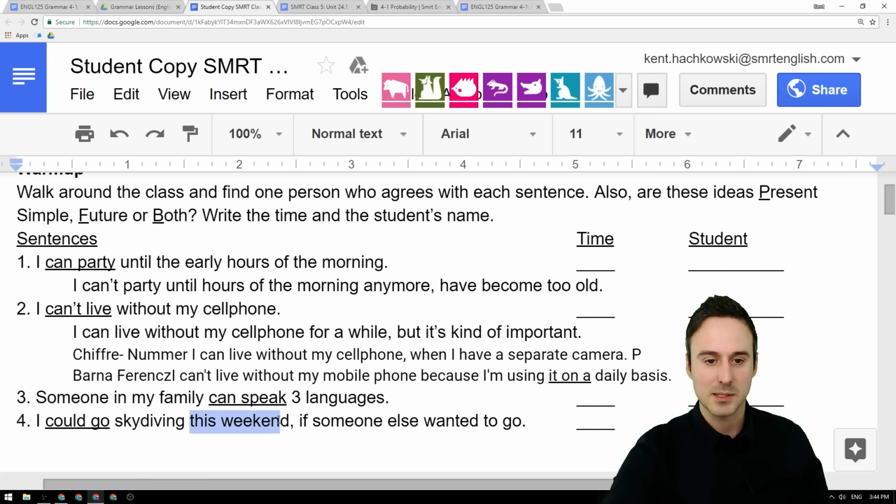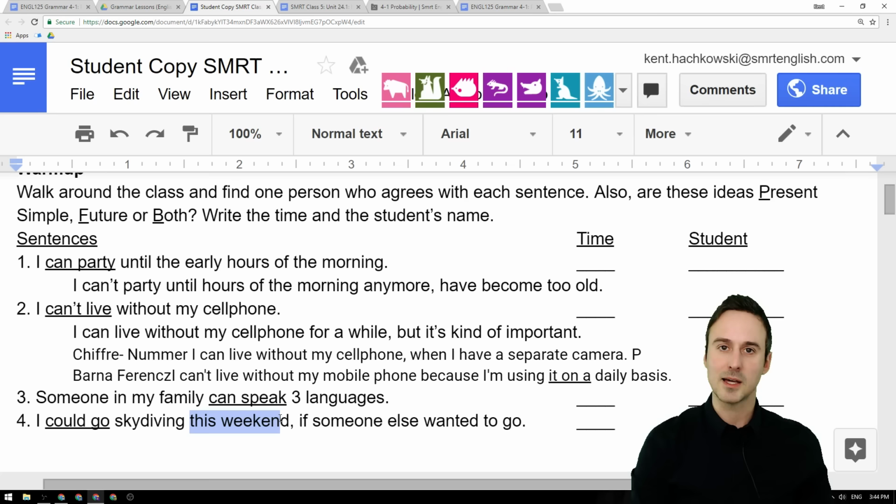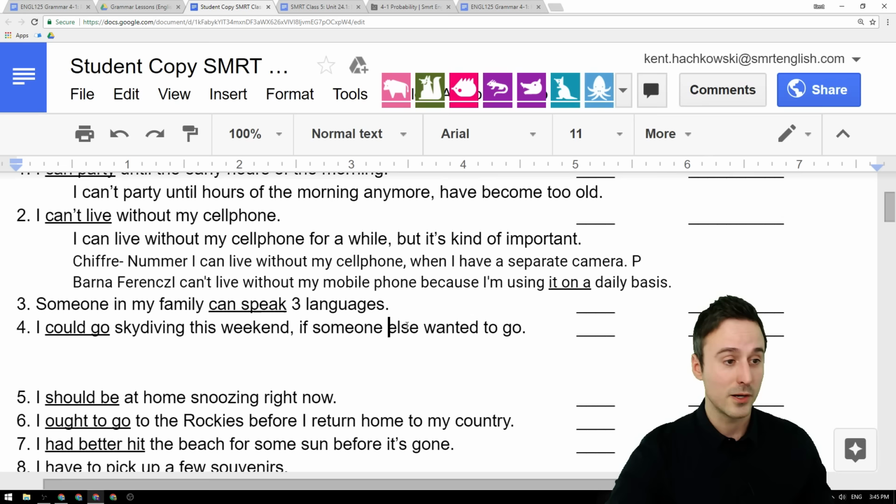Okay, so I could go skydiving this weekend. Think about that when you're looking at the other sentence. Is there a word in there which helps you to understand, oh yeah, it's probably the future, or it's the present? All right, and yes, it is a conditional as well. Right on, nice one. So it would be in the future, right?